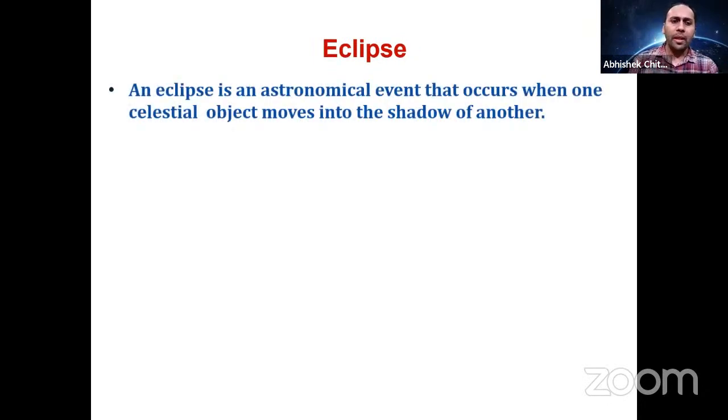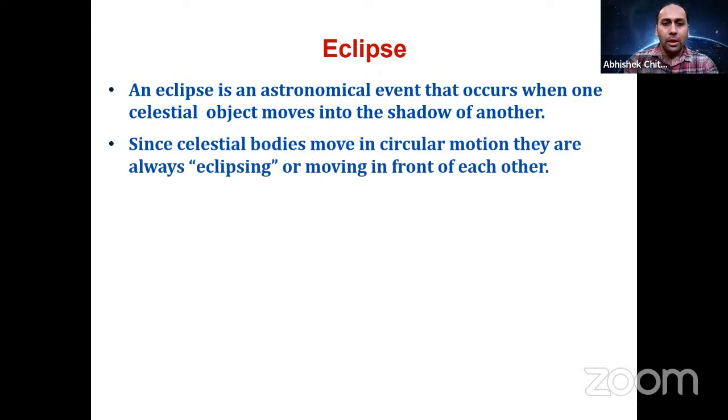A few important points, let me tell you. The first one is, an eclipse is an astronomical event that occurs when one celestial object, any object which is in the sky, blocks the light of another. Suppose the moon is blocking sunlight which is falling on the earth. In this case, this game of shadow is nothing but what is known as an eclipse.